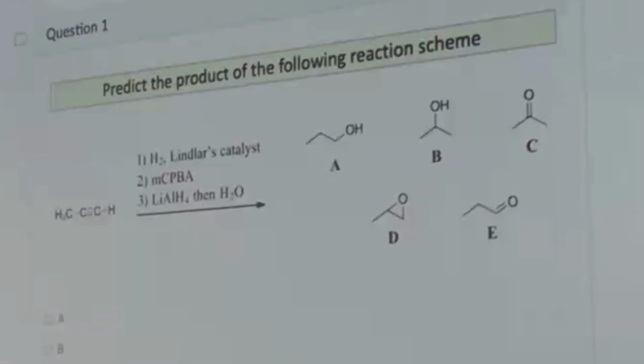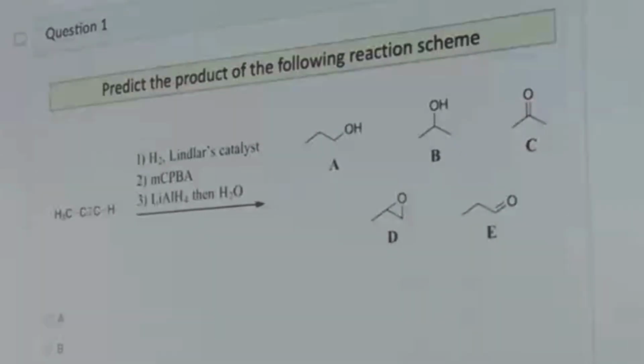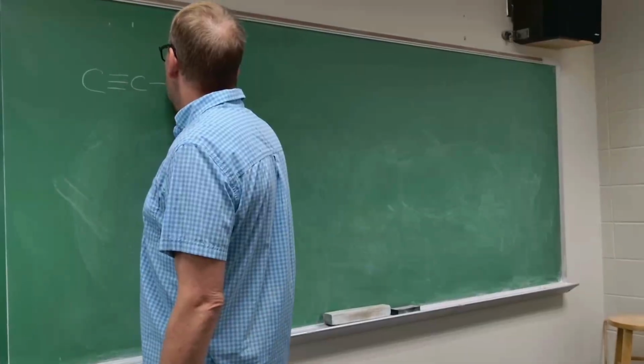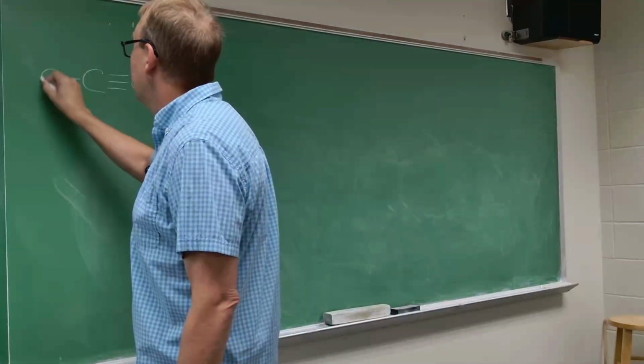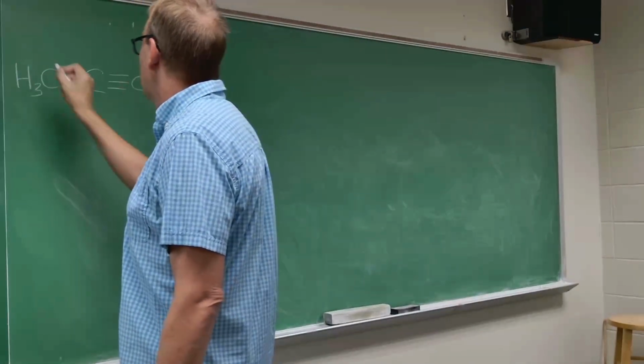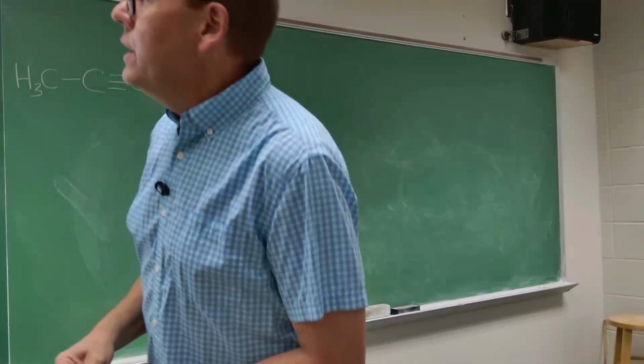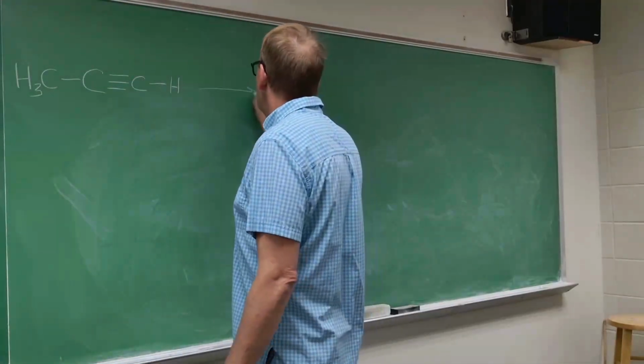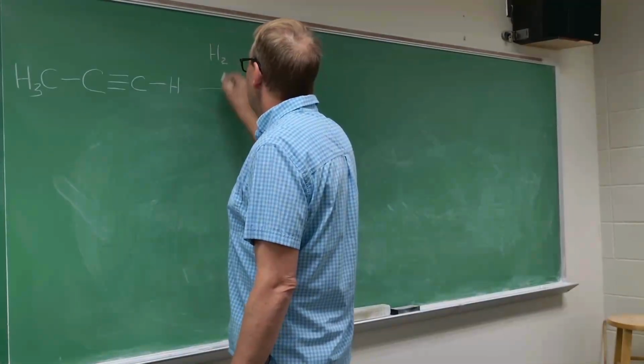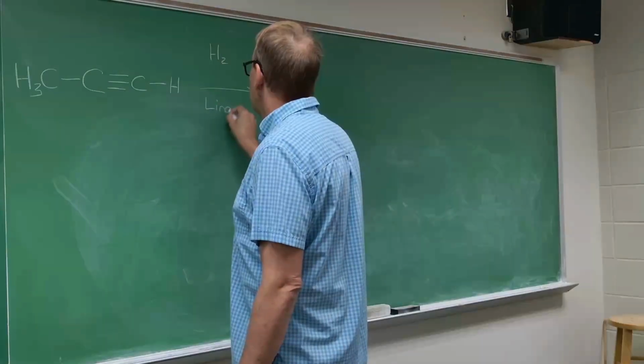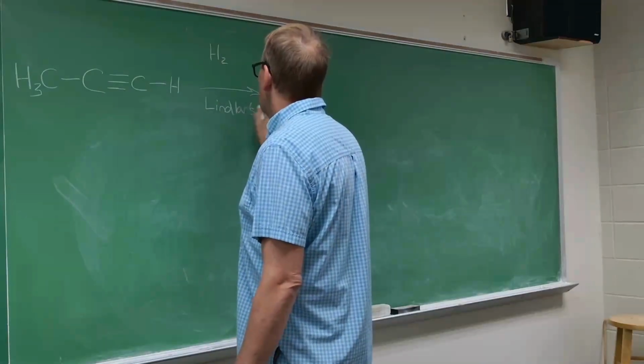I'm going to sketch out the steps over on the board, and then we'll work through how to figure this one out. It's 3 steps in a row, so you have to do reaction 1, then reaction 2, then reaction 3. That's what the 1, 2, 3 means. Those reagents are applied in that order. So the starting material is a carbon-carbon triple bond, and the first reagent is H2, and you're told Lindlar catalyst.